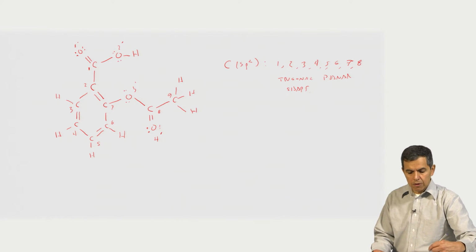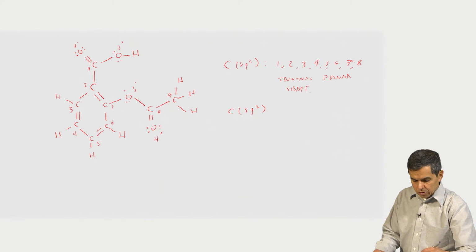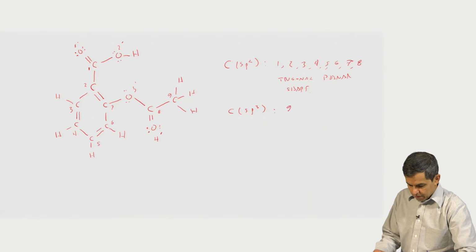We have one more carbon that we have not considered, and this is going to be carbon 9. Because of the number of bonds that we have present in carbon 9, we know that this is going to have to be an sp3 hybridization system.